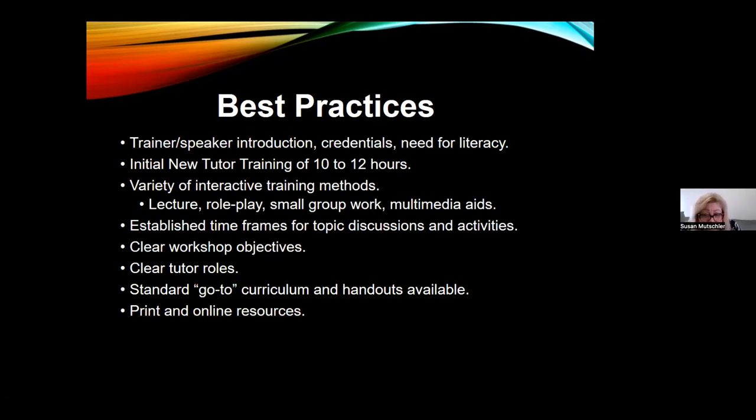You might want to have a standard go-to curriculum and handouts, and you want to include print as well as online resources.